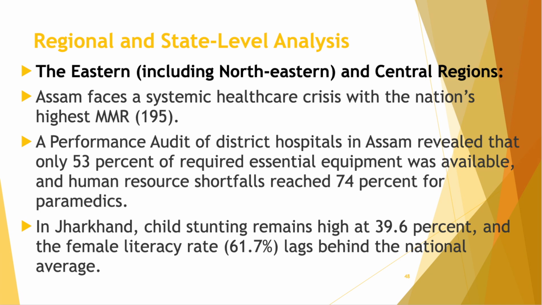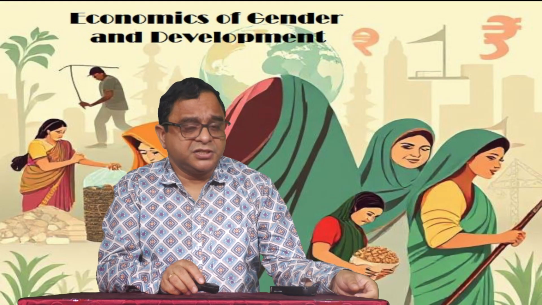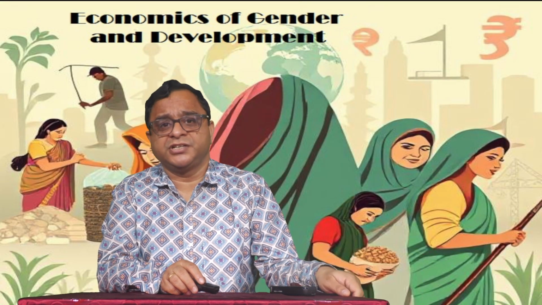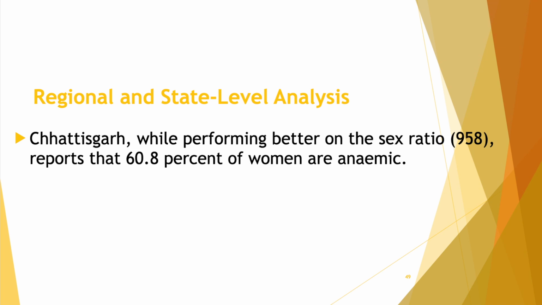for paramedics. In Jharkhand, child stunting remains high at 39.6%, and the female literacy rate of 61.7% lags behind the national average. And Chhattisgarh, while performing better on sex ratio at 958, reports that 68.8% of women are anemic.